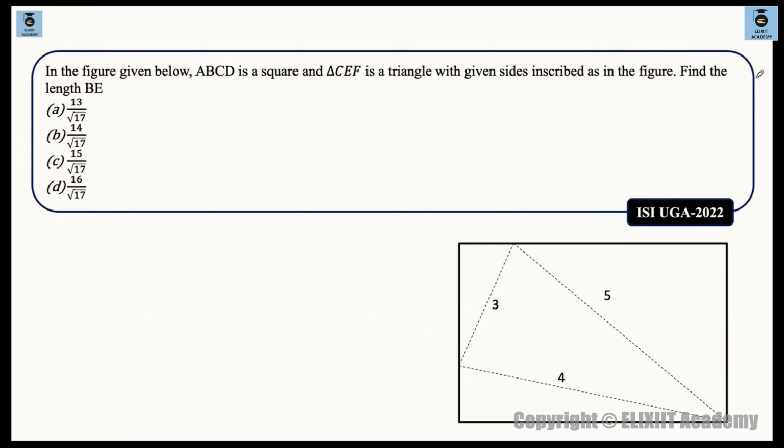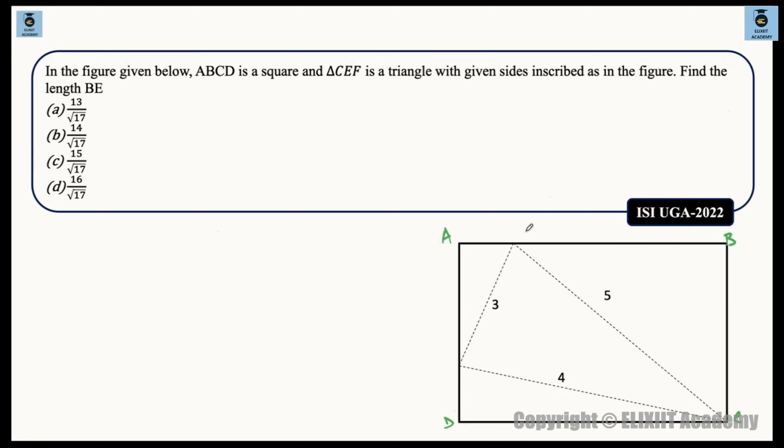In the figure given below, ABCD is a square and triangle CEF is a triangle with given sides inscribed as in the figure. Find the length BE. Here the sides were mentioned, and this is ABCD they have mentioned. This was ABCD. You have to find BE.